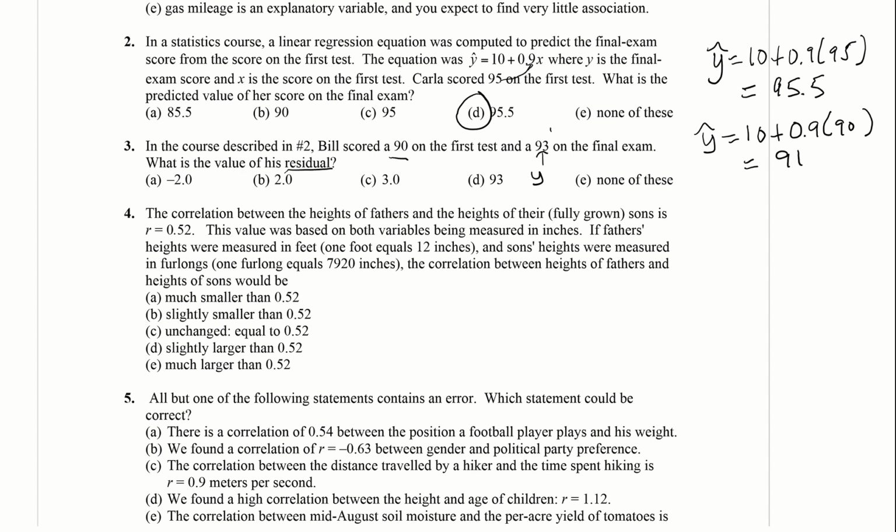All right, so now he's got a predicted score of 91, but his actual score is 93. So his residual is equal to Y minus Y hat, and his Y is 93 and his predicted was 91, so he has a residual of 2. So the answer is B.